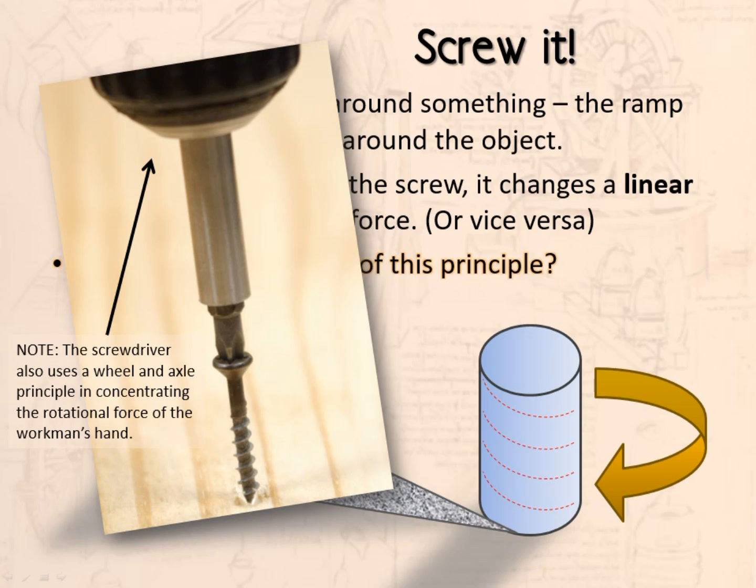You can also consider that the screwdriver uses the principle of a wheel and axle, which is another machine we will be looking at, in concentrating the rotational force of the workman's hand into that very small cylinder at the bottom, into the screw head.